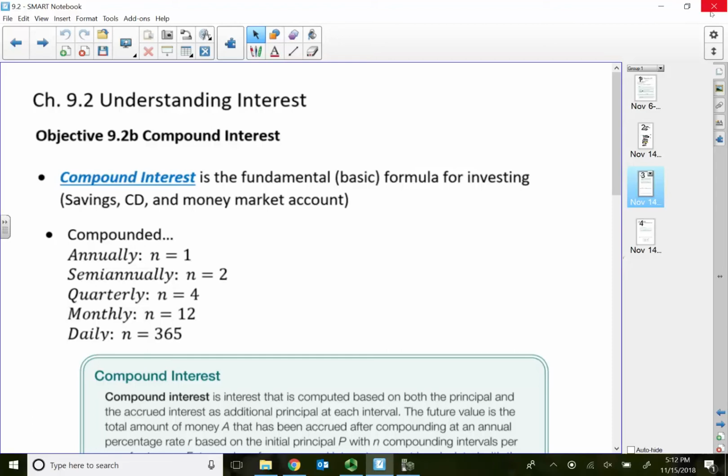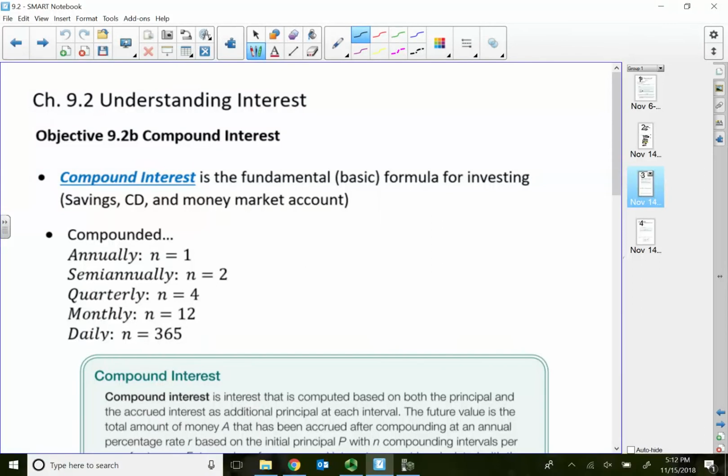Back to Math 155, section 9.2. In this lecture video, let's take a look at what we call compound interest. Compound interest is the most fundamental or basic formula for investing.